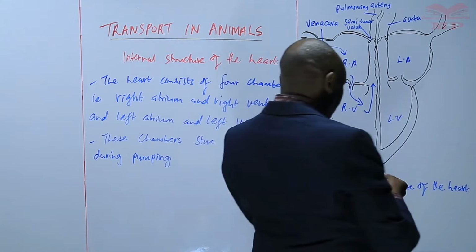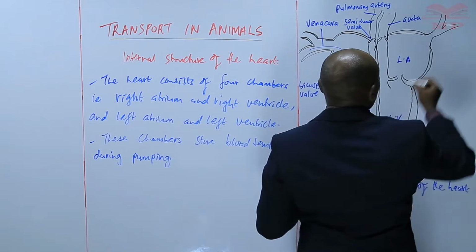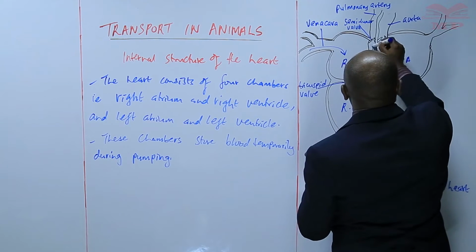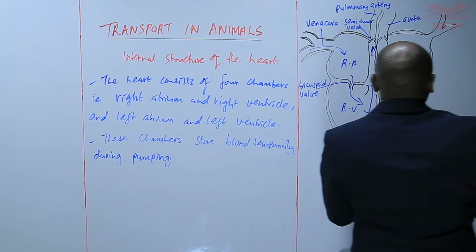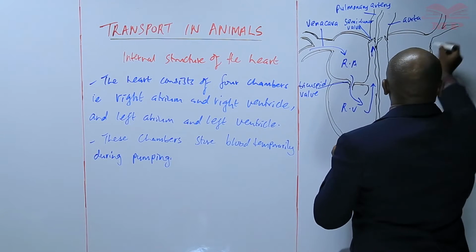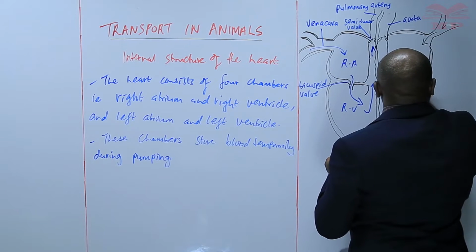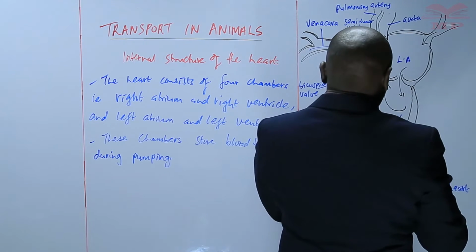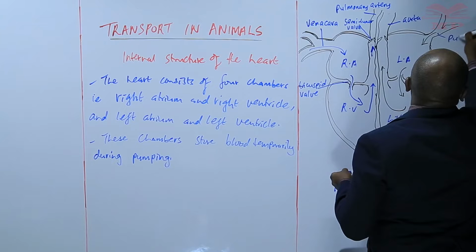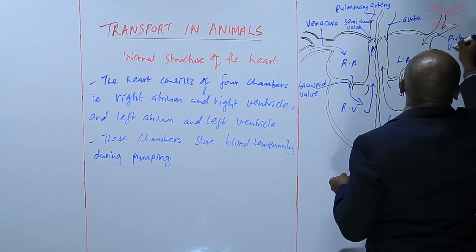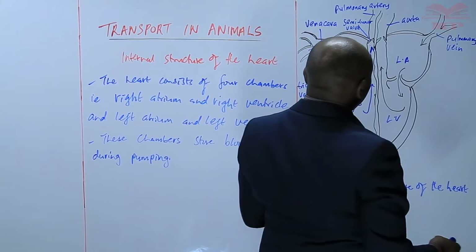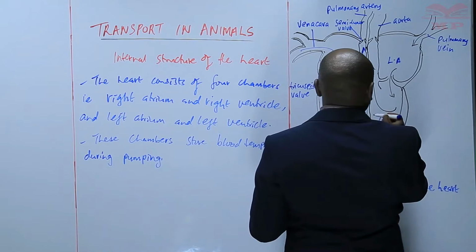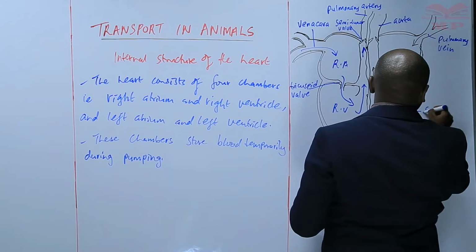Then on the left side, we have the blood vessel that brings blood into the left chamber. The blood flows in that direction. This blood vessel is the pulmonary vein. Then in between the right side and the left side of the heart, we refer to this part as the septum.